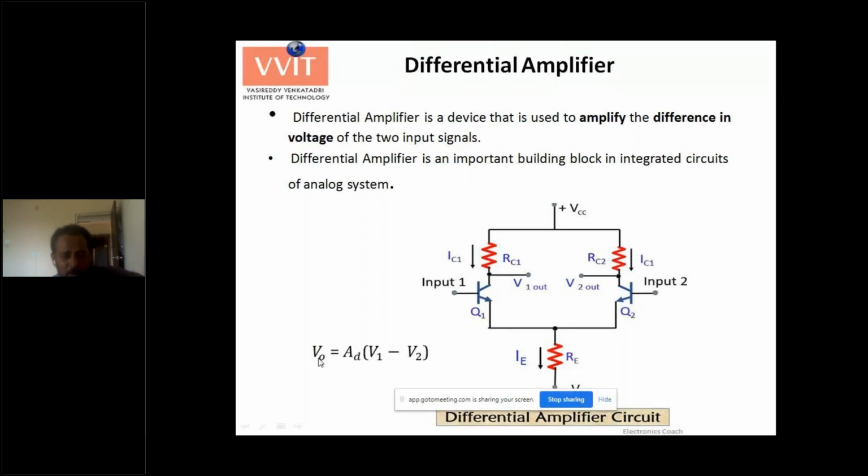So what should be output? In principle, output should be V1 is the same as V2, meaning this becomes 0. What is the output? Output is going to be 0. Theoretically, output must be equal to 0. Do you understand?